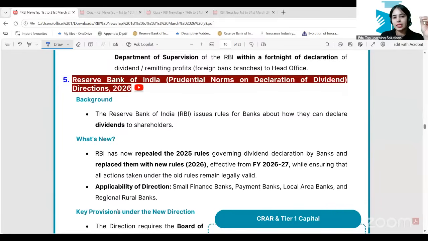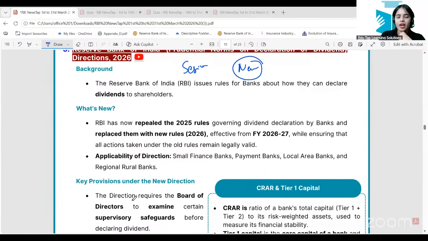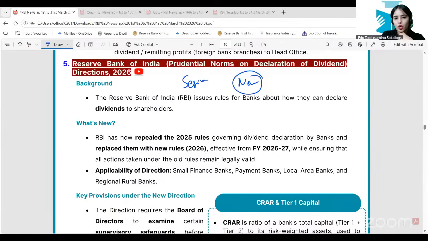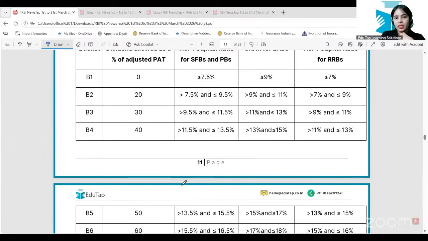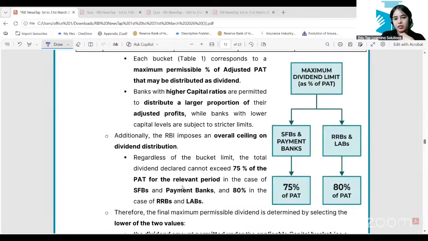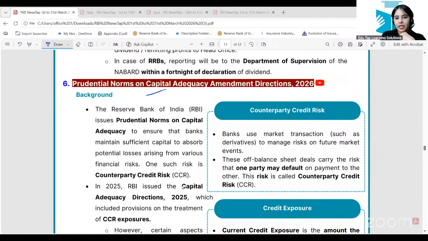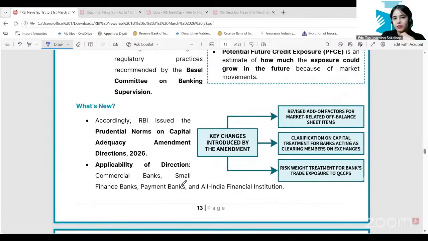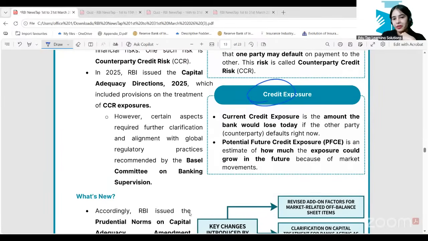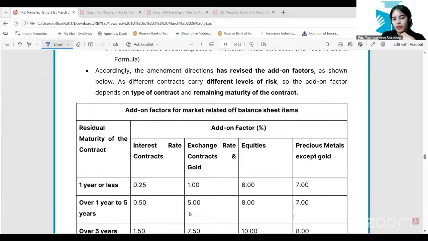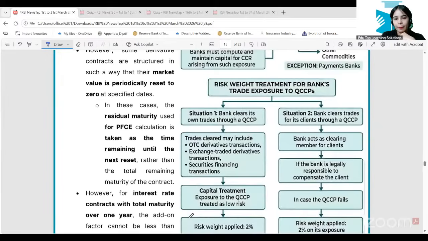In the next session, before starting with the new document, first we will revise this older document. I will ask you rapid fire questions, so do not worry, we will revise it once. We have also discussed the prudential norms for the RRBs, like small finance banks, payment banks, RRBs, local area banks. This article is also done. Capital adequacy amendment directions also have been done, where we discussed the counterparty credit risk and the add-on factors.